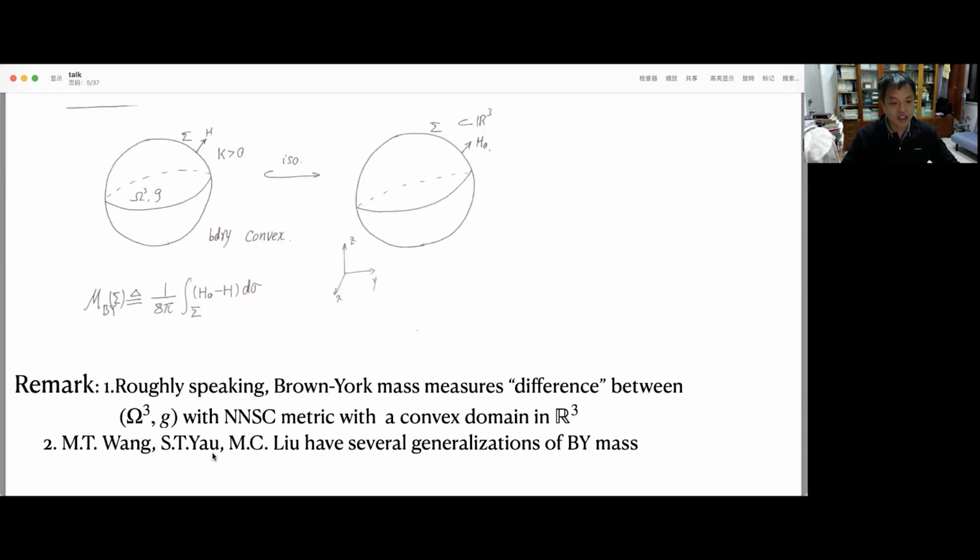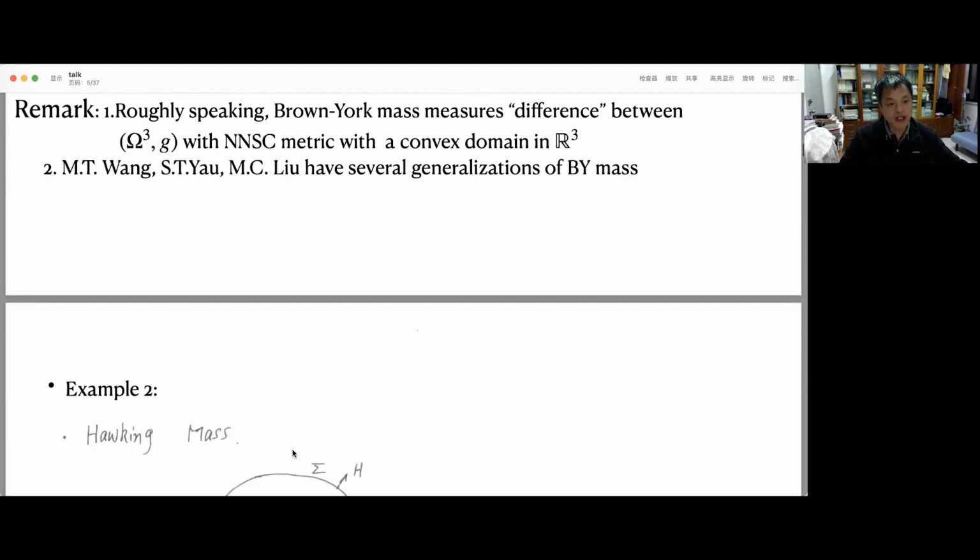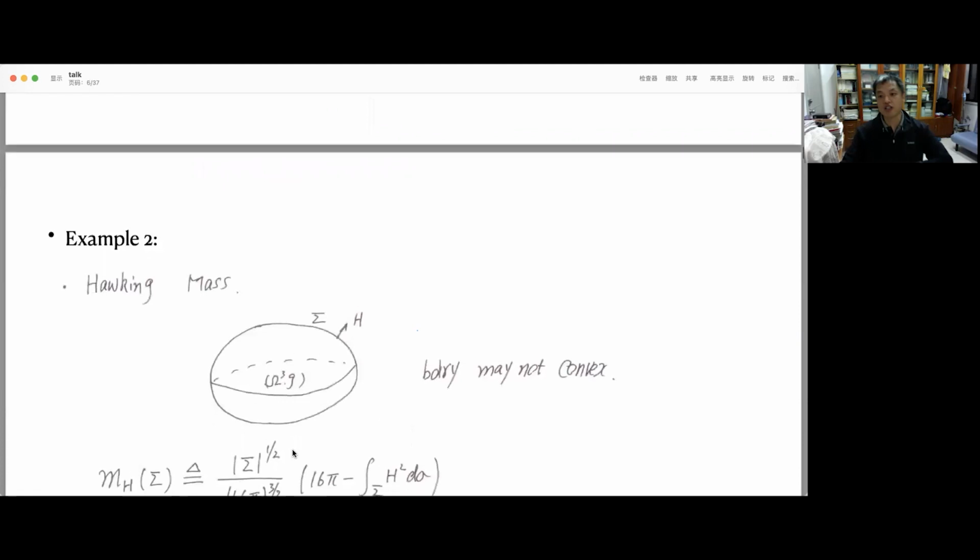Wang, Shing-Tung Yau, and Marisa Liu have produced a serious generalization of Brown-York mass over these two decades, but I will not go into detail here. And our second example is the so-called Hawking mass.